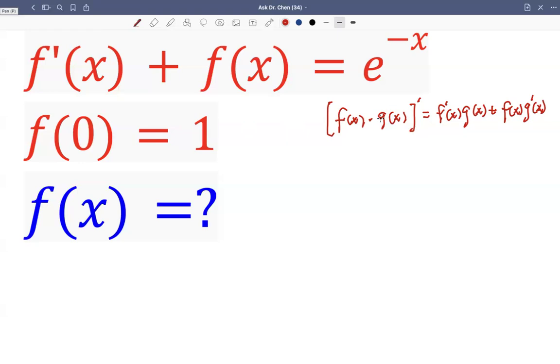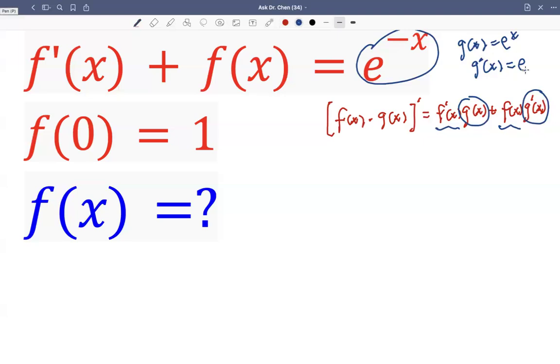In this case, we have f prime and we have f, so we're just missing g of x and g prime of x. And on this side, we have e to the negative x. So if g equals e to the x, then g prime would also be e raised to x.